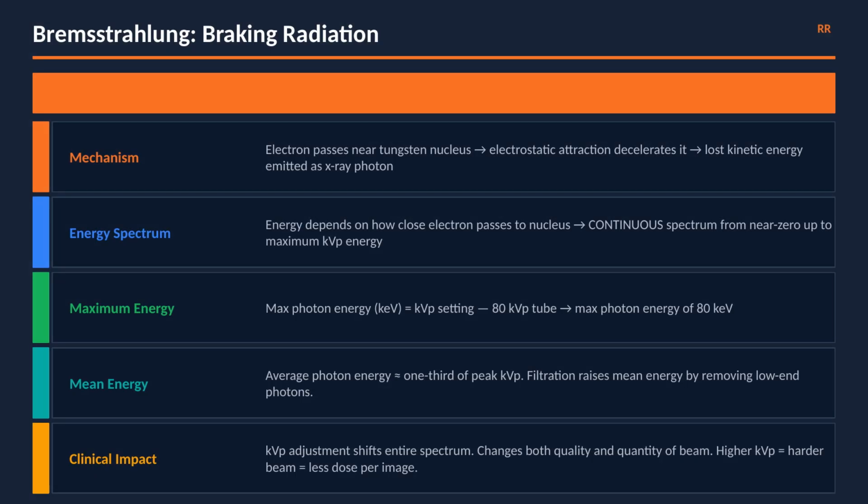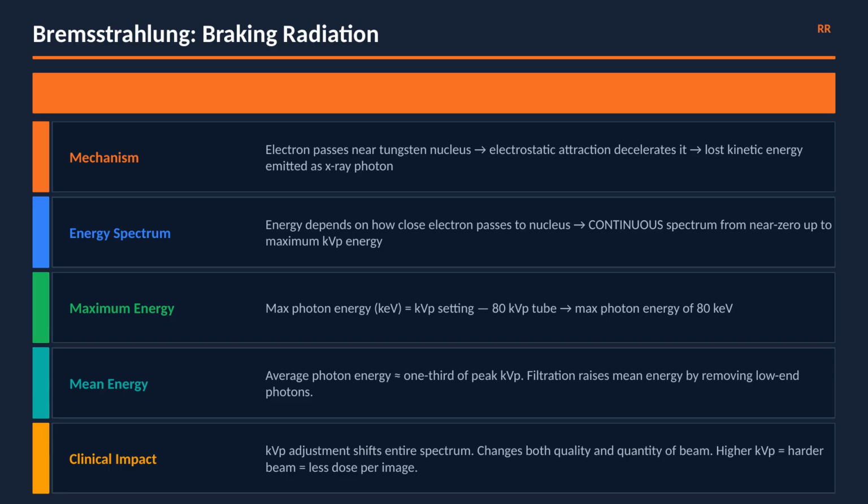Bremsstrahlung is German for braking radiation, and the name describes the mechanism perfectly. An incoming electron passes close to the nucleus of a tungsten atom. The strong electrostatic attraction of the positive nucleus decelerates the electron. The kinetic energy lost in that deceleration is emitted as an X-ray photon. The energy of the photon depends entirely on how close the electron passes to the nucleus. A near miss produces a high-energy photon. A distant interaction produces a low-energy photon.